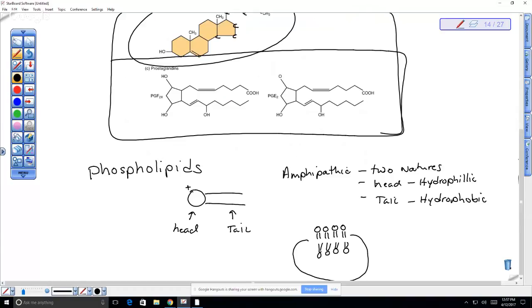So this would be like if you just threw a bunch of these in the water, the tails are repelled by water, so they tend to be attracted to one another because they're nonpolar. The heads are attracted to the water, so there would be water on the inside and there would be water on the outside. Okay. So they arrange themselves in this way without any energy input. And this is actually what makes up the plasma membrane of animal cells. Okay, so this would be the plasma membrane of animal cells.